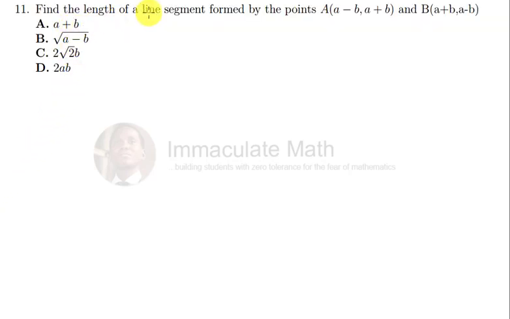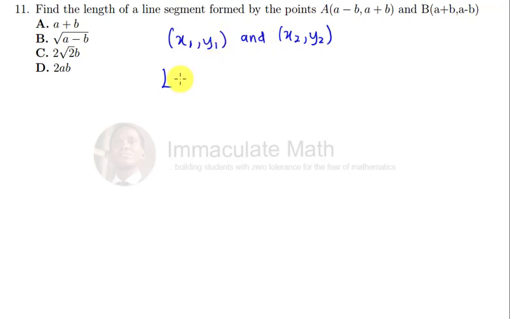In this question, they said find the length of a line segment formed by the points a of minus a minus b comma a plus b and a plus b comma a minus b. So I want to find the length of the line segment. Of course, from your knowledge of coordinate geometry, anytime you want to calculate the distance between the points x1 comma y1 and x2 comma y2, I call it length, the length between this point and this point, this line segment.